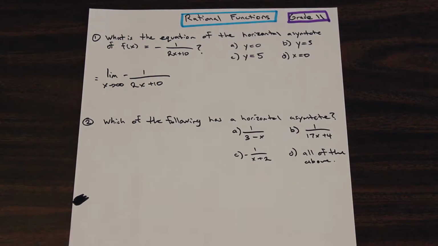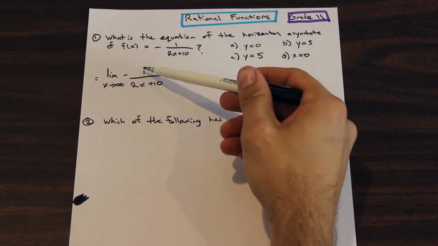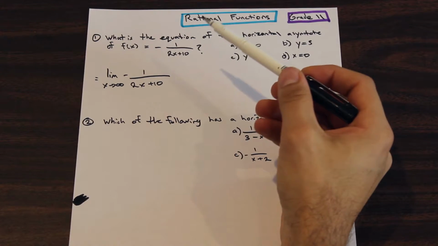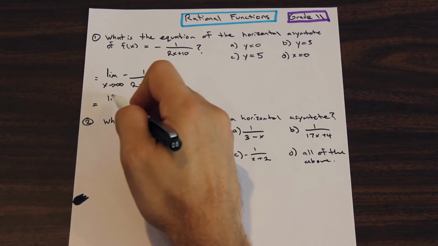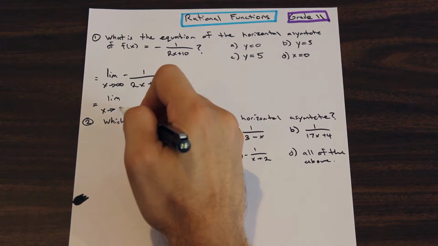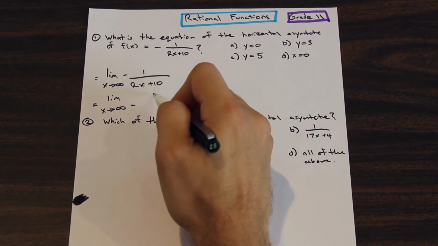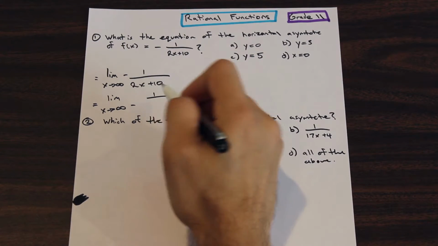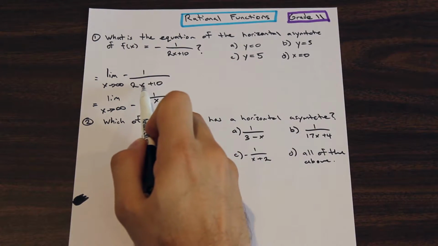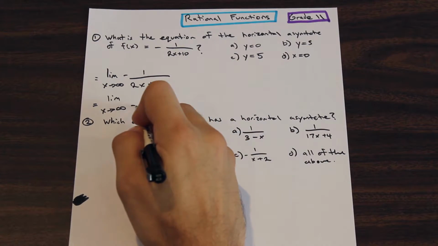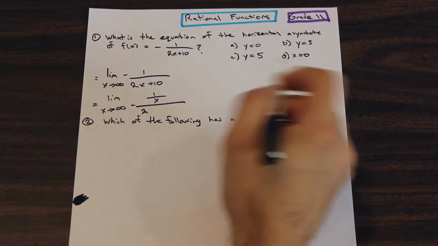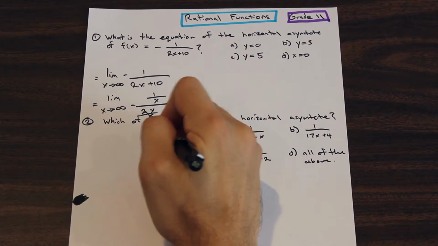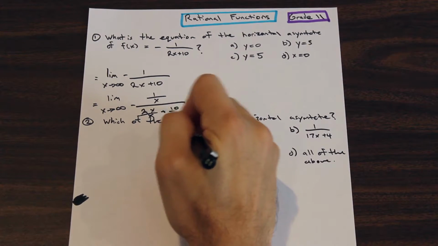So if we remember how to do limits at infinity, what we're going to do is divide each part of this function by the highest power of x. And when we do that, we are going to divide each part of the function by the highest power of x, and in this case, it's just x, so x to the power of 1. So we have negative 1 over x, over 2x over x, plus 10 over x.